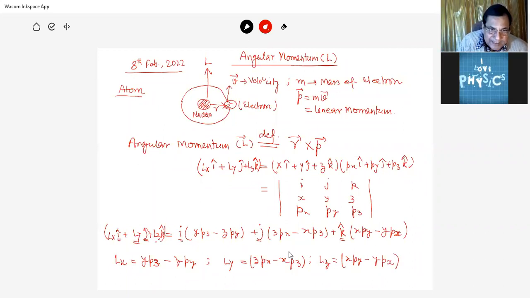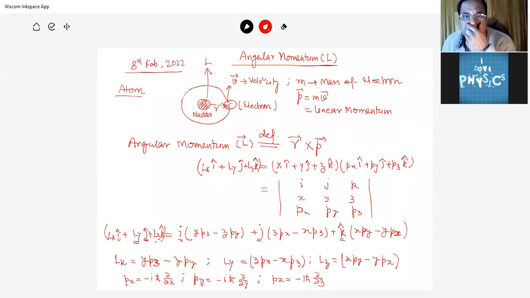And in quantum mechanics, you know the linear momentum operator Px is minus i h cross del by del x, Py is equal to minus i h cross del by del y, and Pz is minus i h cross del by del z.